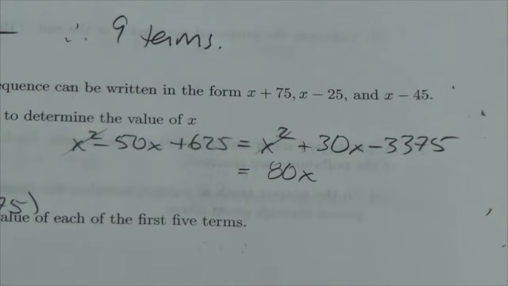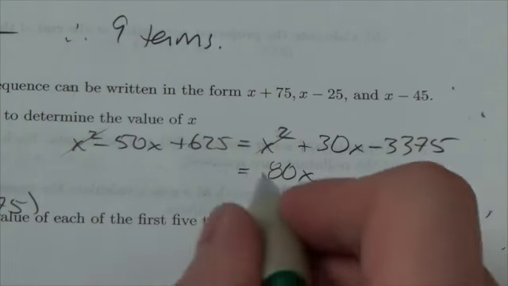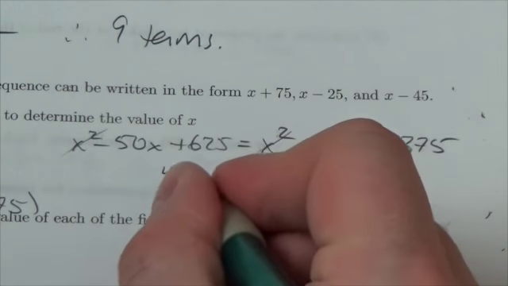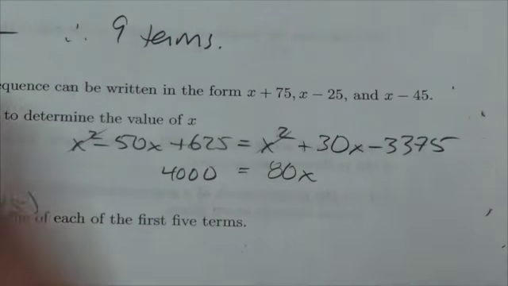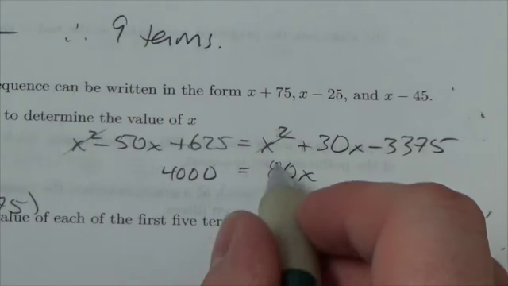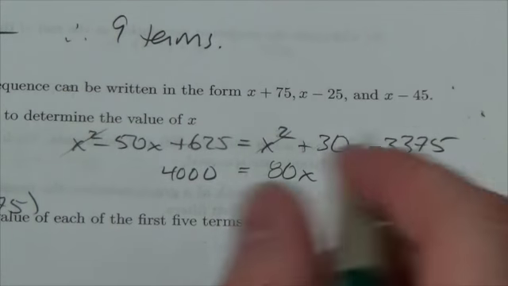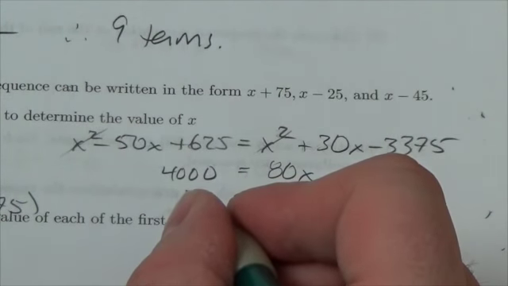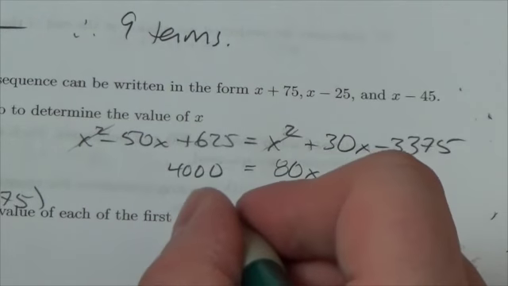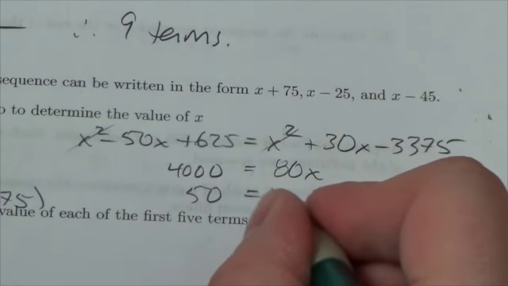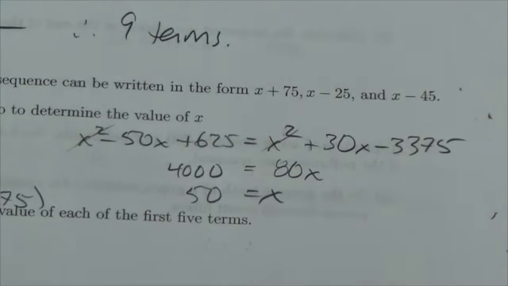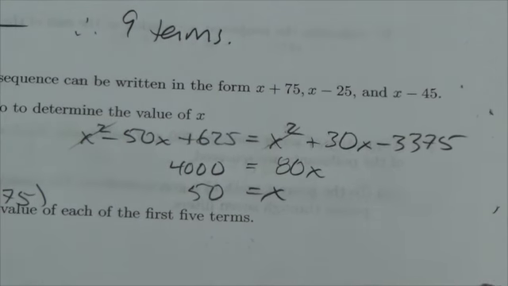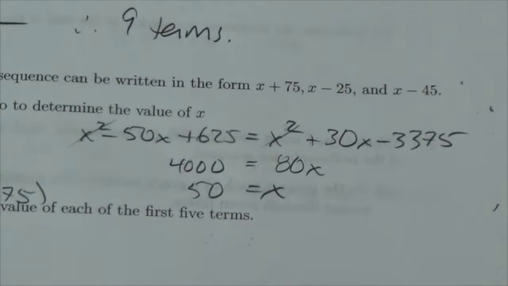And so what I'm going to do here is bring this other term over, so I'm going to bring the 3,375 to the left-hand side, which means I'm going to add that 625, and I'm going to end up with 4,000. And from there I'm going to divide, and we will get 50. So the value of x here is 50. And that's all we needed to do for this.